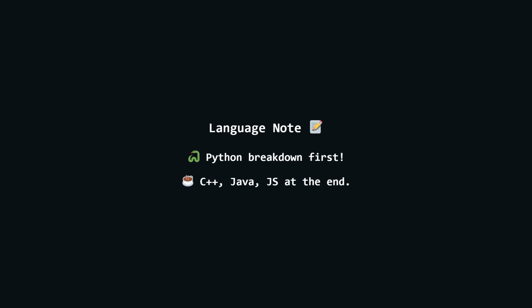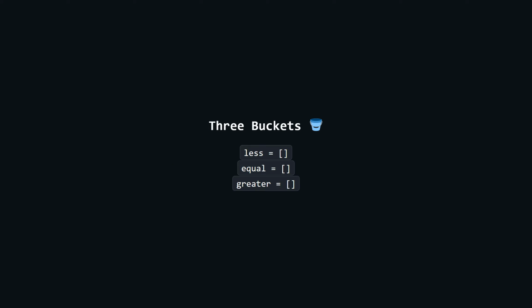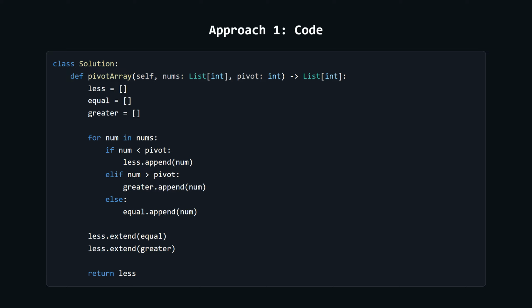As always, we will start by walking through the logic using Python, and I will share the code for other languages at the end. The most intuitive way to solve this is by using 3 separate lists. We can literally just create 3 empty buckets to hold our 3 groups as we read through the original list. Here is what the full code looks like for this dynamic list approach.